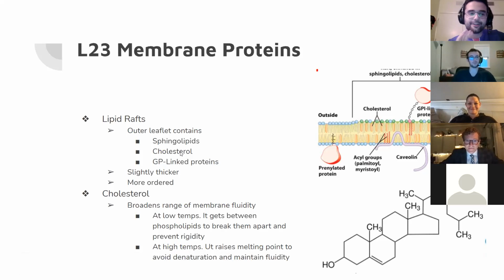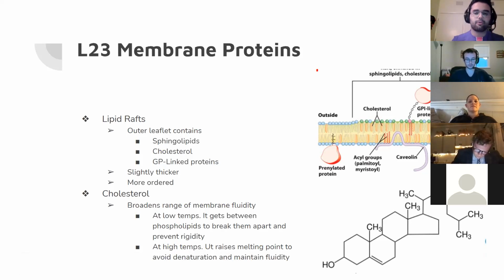So these are outer leaflets. These are the cell membranes that are outside of the cell. They actually contain sphingolipids, again, probably the last time you're ever going to hear about this, sphingolipids, cholesterols, and GPI-linked proteins. So they're areas of our cell membrane that are slightly thicker and more ordered than normal.